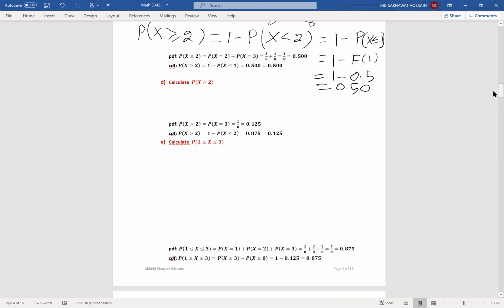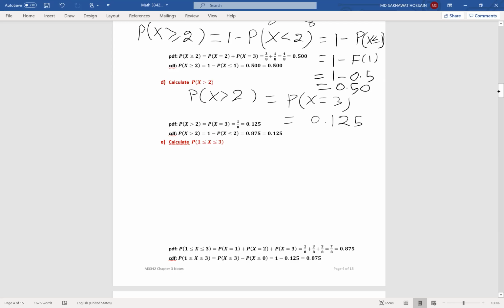Okay, so the next one is probability of x greater than 2. So x is strictly greater than 2. That means the values of x which are greater than 2. We have just one value which is greater than 2, so that is probability of x equals 3. X equals 3 means 0.125 from the probability table.